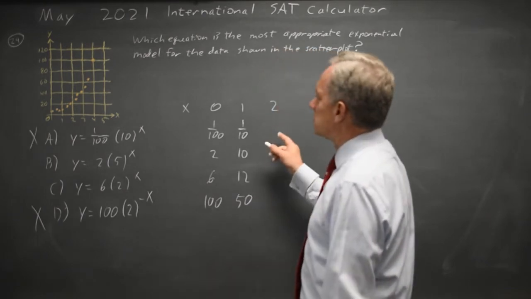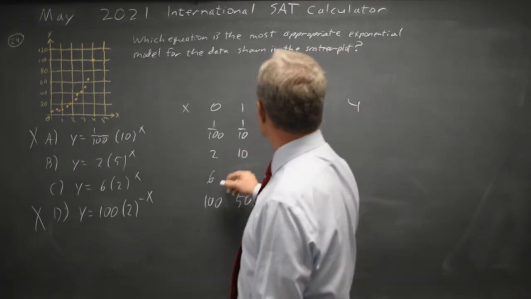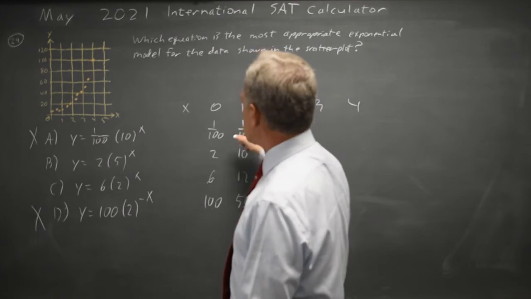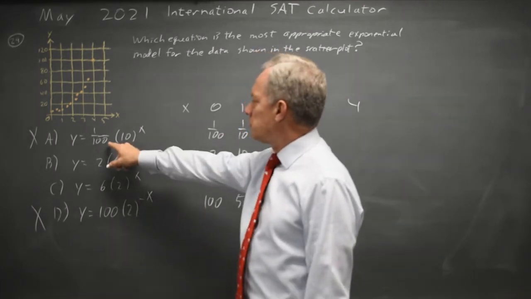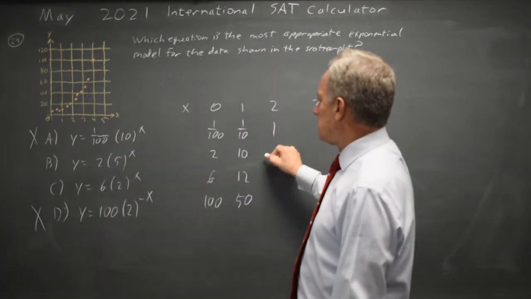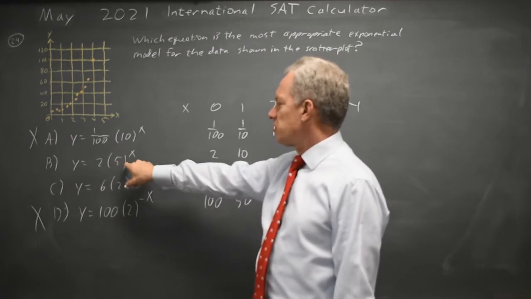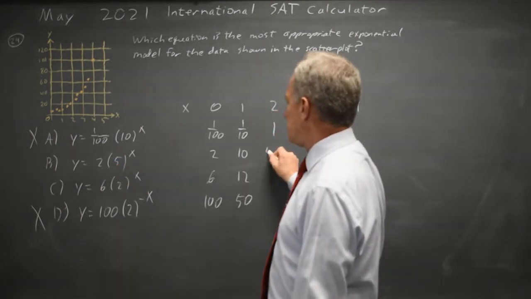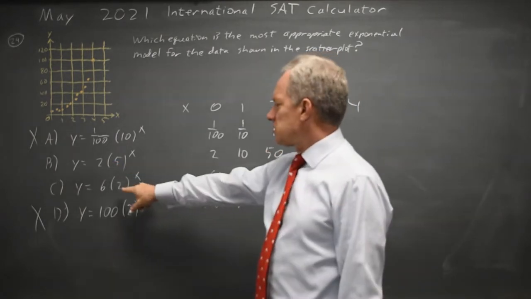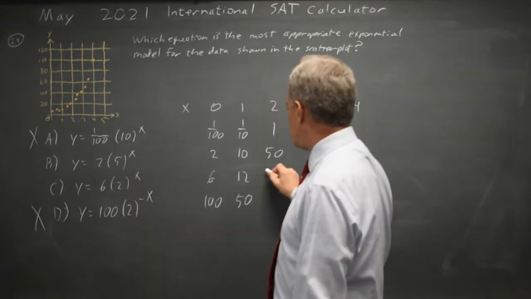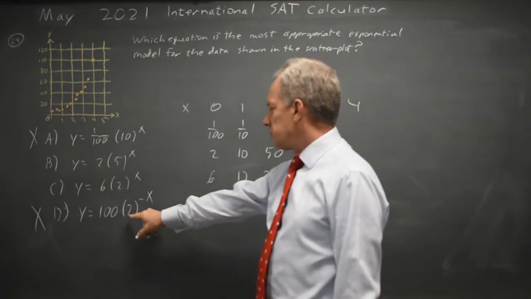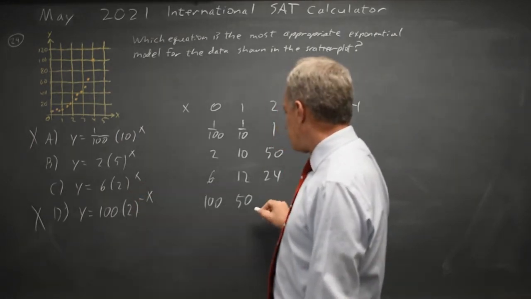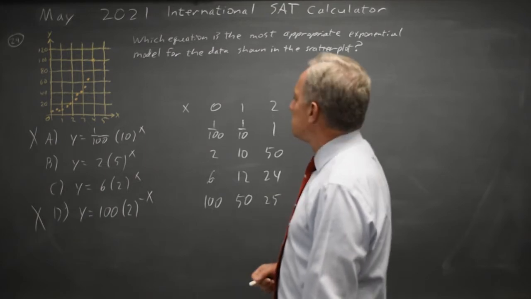Let's try x equals 2. And that gives me 1 over 100 times 10 squared is 1. 2 times 5 squared is 2 times 25 is 50. 6 times 2 squared is 6 times 4 is 24. And 100 times 2 to the negative 2 is 100 over 4 is 25.